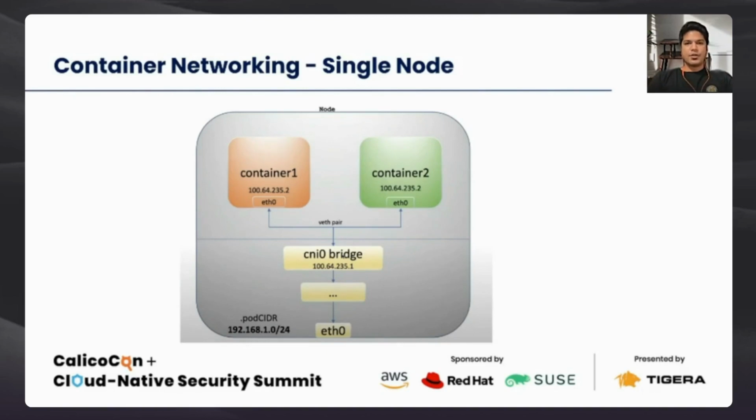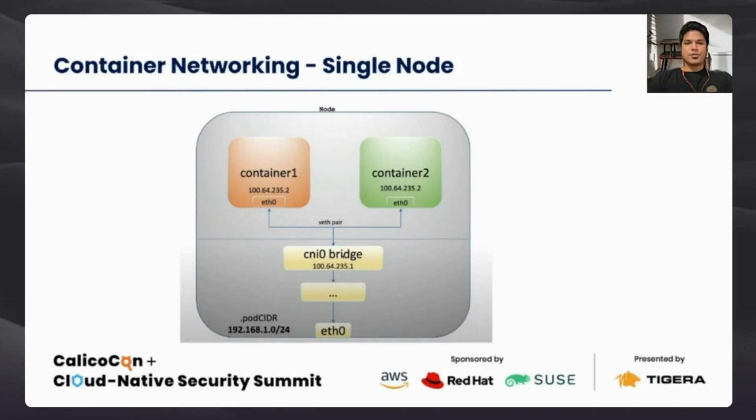So this is a worker node, where the bottom portion is the host network namespace, whereas the top half is the pod network namespace. Every node will have a certain CIDR range assigned to it. The host network will have an eth0 interface. There are two different containers in the same single node. Each container will have its own IP address, and every container will have an eth0 interface. The veth pair, virtual Ethernet pair, will be connected to the CNI bridge, the cni0 bridge.